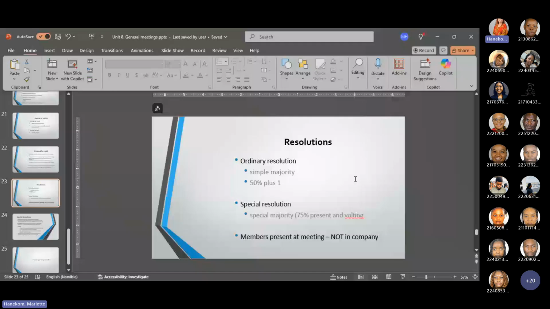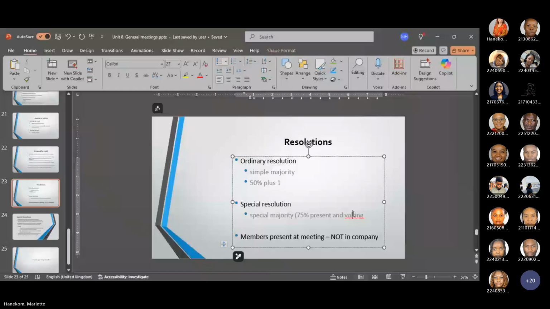A special resolution. In the next slide, we get to special resolutions. A special resolution requires a special majority, namely 75% of the shareholders present and voting.